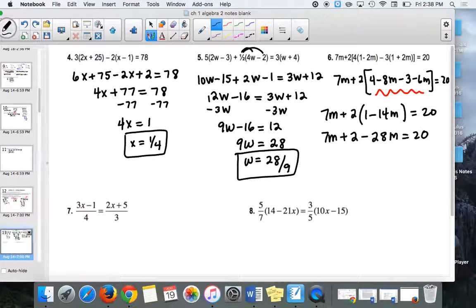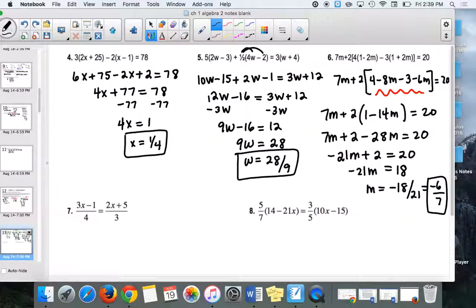Okay. All right, combine your like terms. So 7 minus 28 is negative 21m plus 2 equals 20. Subtract the 2 over, you get 18. And divide by negative 21, and you have negative 18 over 21. I usually put the negative on top or off to the side, and that reduces, right? So on your homework, if I say write it as simplified as possible, you've got to write it as simplified as possible. So divide by 3, so we get negative 6 over 7. That is our answer.